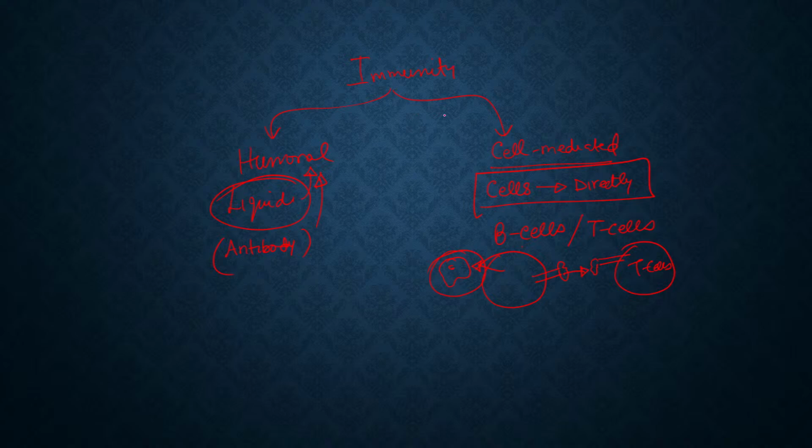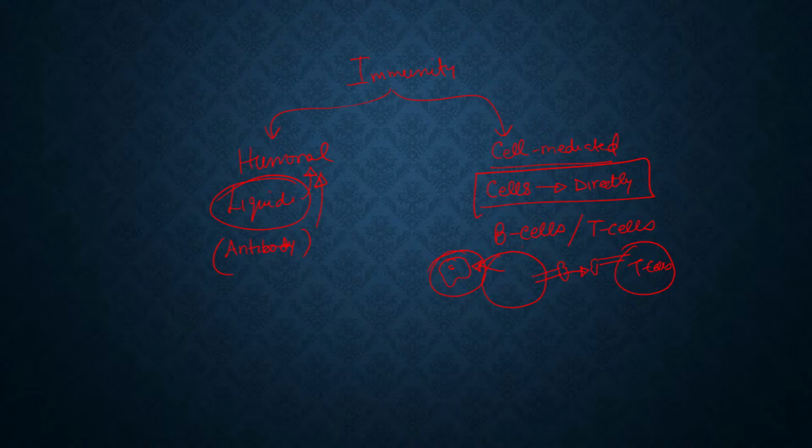We were discussing immunity. Immunity has two components: the humoral component and the cell-mediated component. Whatever liquid is secreted by the cell contributes to the humoral component, for example antibodies. Whereas B cells, T cells, and any kind of cell, including macrophages, are part of cell-mediated immunity, because here the cell is directly involved.